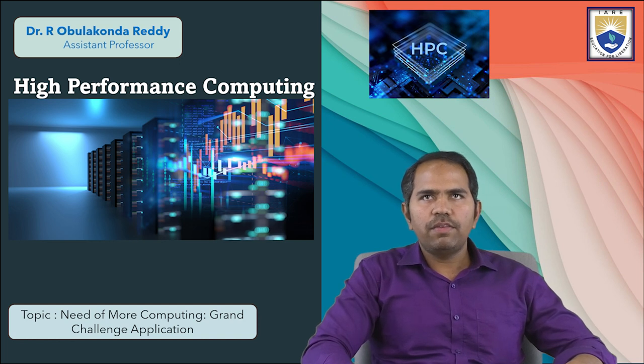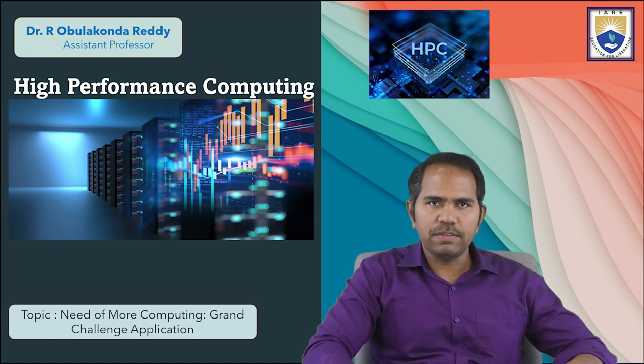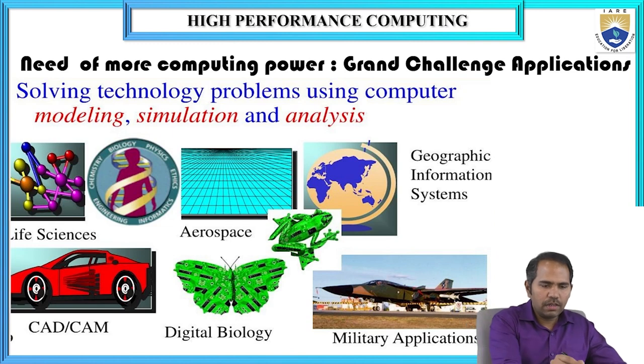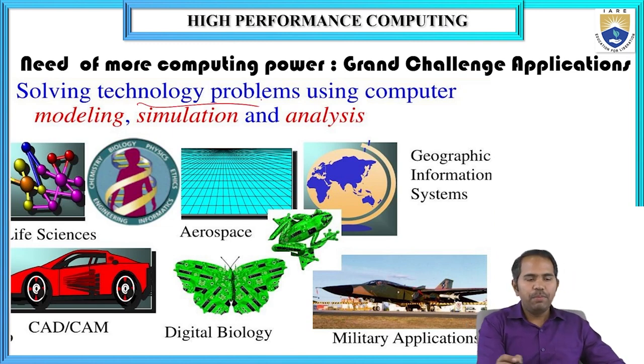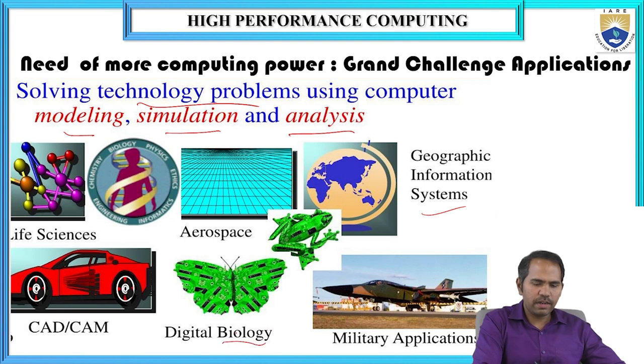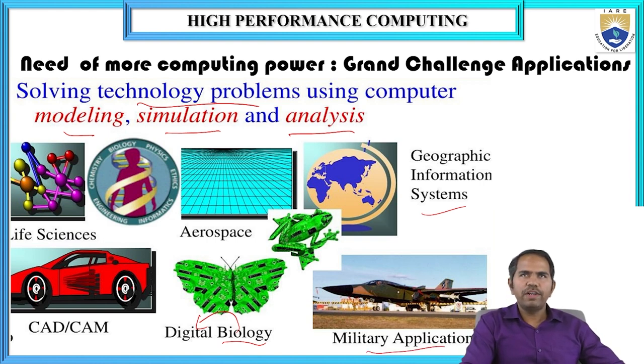Today we will discuss the need for more computing power and the grand challenges of the process. In high performance computing, we will see the different applications: solving technology problems using computer modeling, simulation and analysis, for example in life sciences, aerospace, geographic information systems, CAD (computer aided design) and CAM (computer aided manufacturing). Now digital biology: in biology, digital technology is applied for military applications for security reasons. We have to see the different technology problems solved using computer modeling, simulation and analysis.